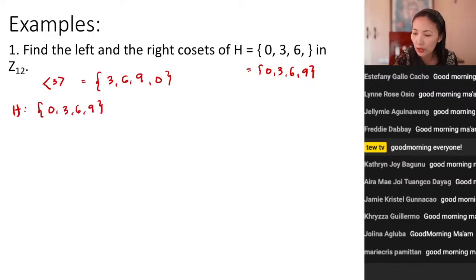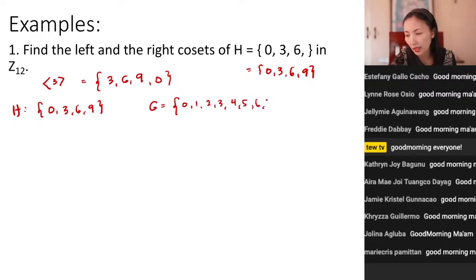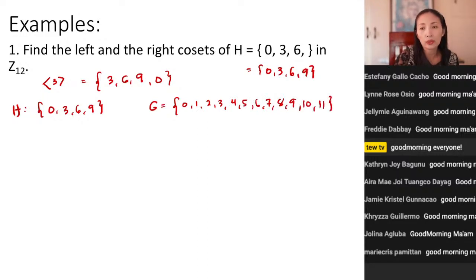And the group G is your Z sub 12, the set of integers modulo 12. So 0, 1, until which number? 4, 5, 6, 7, 8, 9, 10, until 11. Okay, what are we going to find? The left and the right cosets.